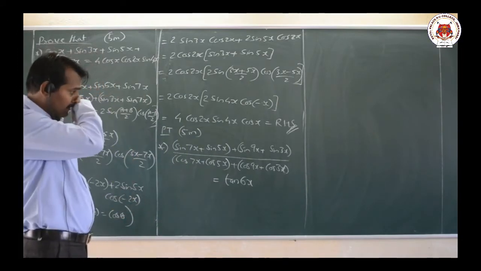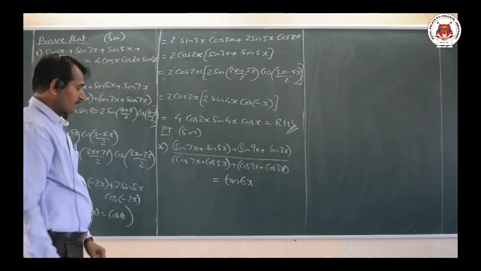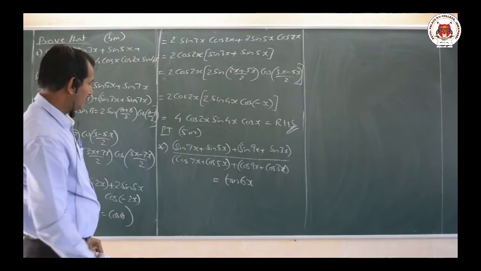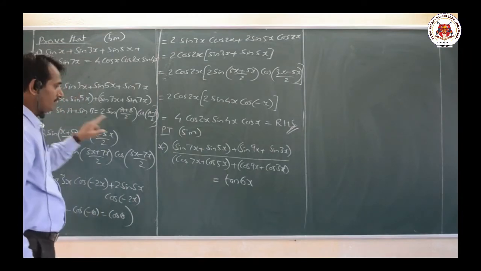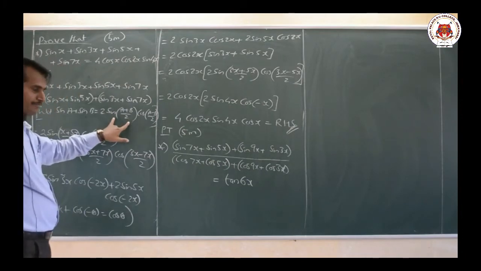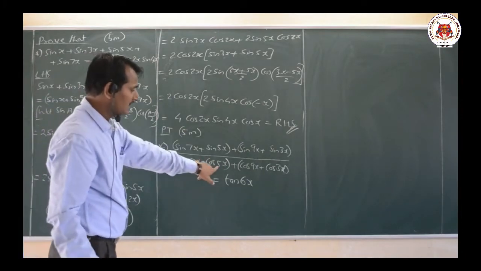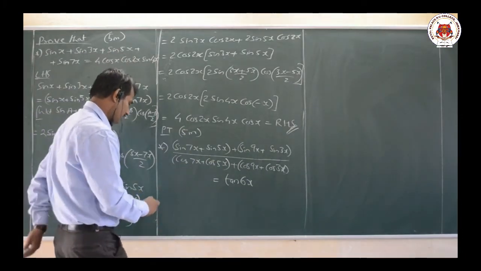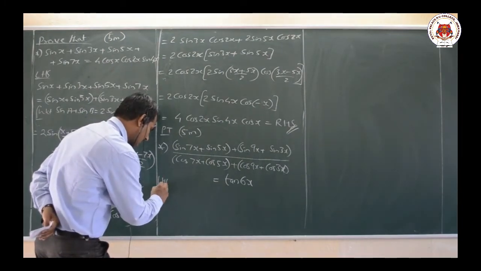Now how do we have to solve it? Here I will write down the LHS. Before writing the LHS, for sin A plus sin B, make use of the formula. Again the same cos A plus cos B formula we have. So first of all I will write down the LHS.